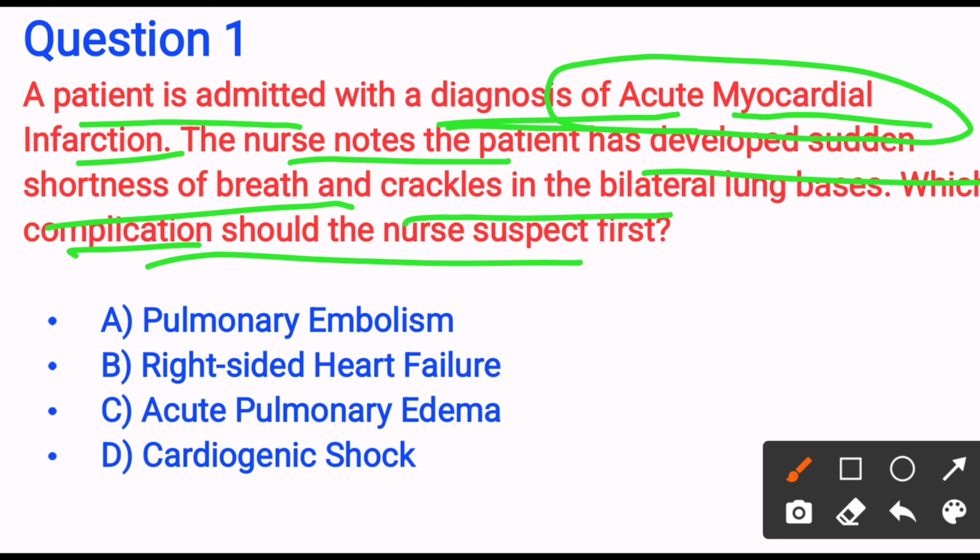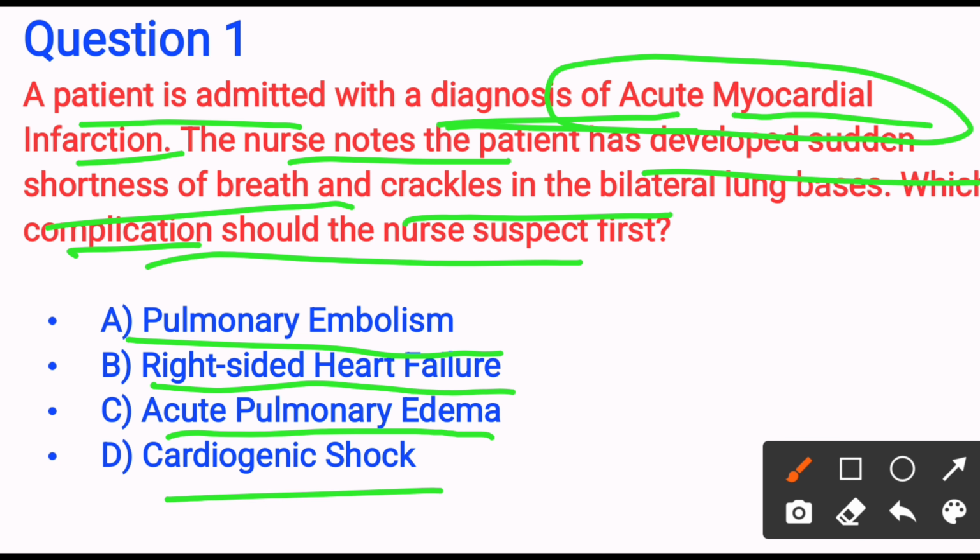Which is the complication? Option A, pulmonary embolism. Option B, right-sided heart failure. Option C, acute pulmonary edema. Option D, cardiogenic shock. The answer will be option C, acute pulmonary edema.